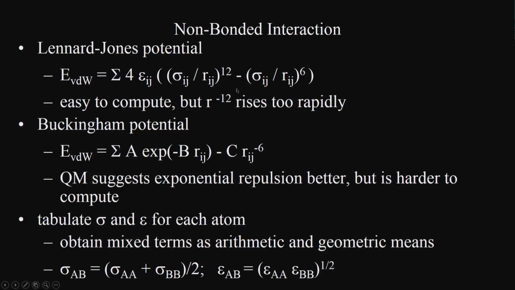Okay, so different types of forms for non-bonded interaction, this is called the Lennard-Jones potential. We have a summation of 4 epsilon, sigma over Rij raised to the power 12 minus sigma over Rij raised to the power 6. So r to the minus 12 rises too rapidly, it is easy to compute. We have another one called Buckingham potential, a exponent minus b Rij, minus c Rij to the minus 6, but it is slightly harder to compute, you have to calculate this. Or we can tabulate sigma and epsilon for each atom, obtain mixed terms as arithmetic and geometric means like this. Okay, sigma AB is equal to sigma AA plus sigma BB by 2. So sigma AB could be geometric means, or it can be even arithmetic means for sigma and geometric means for epsilon. Okay.